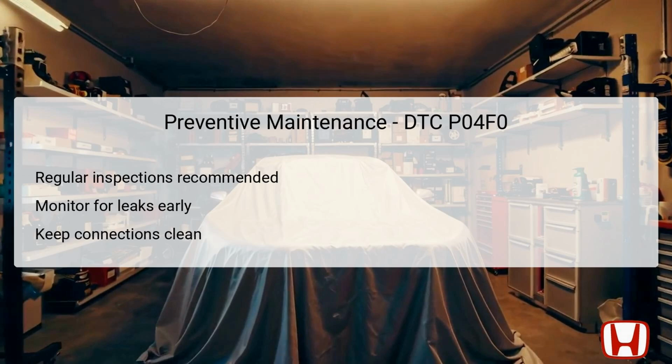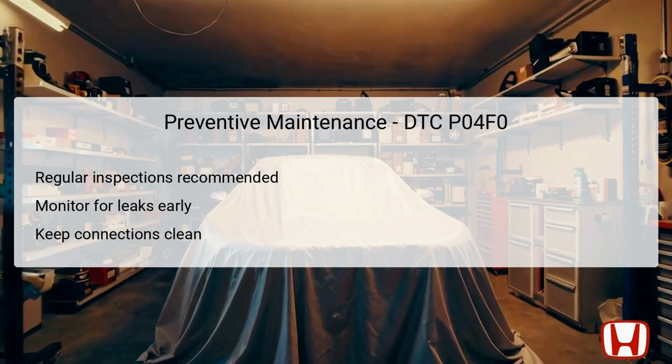To prevent recurrence of issues leading to DTC P04F0, regular maintenance and inspections are highly recommended. Technicians should routinely evaluate the EVAP system and its components, particularly focusing on the purge valves and lines. Regular monitoring for leaks is essential, as small issues can escalate rapidly if unnoticed. Keeping connections clean and secure is crucial to maintaining proper vapor flow and preventing blockages from developing. Consistent preventive measures will not only extend the longevity of the EVAP system, but also promote overall vehicle performance and emissions compliance.